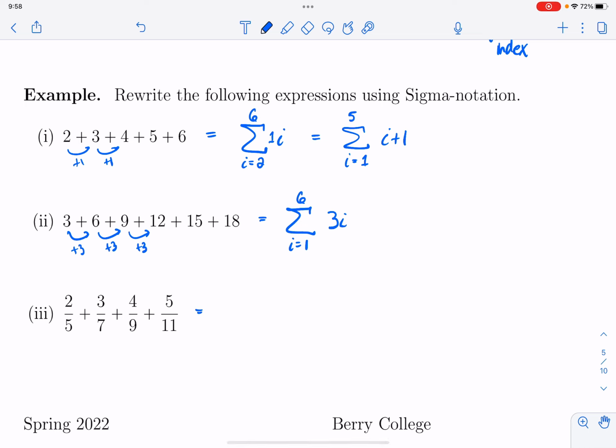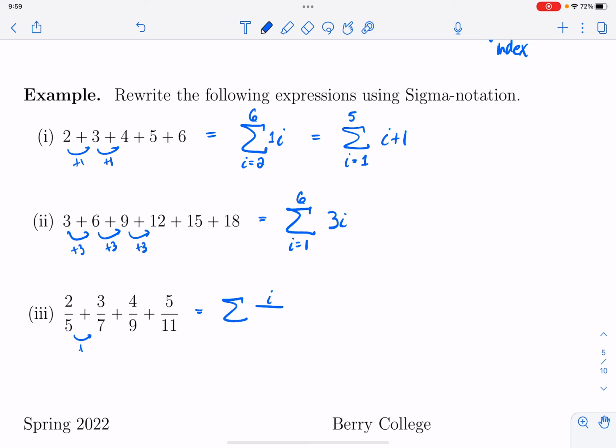What about this one down here? Here I have 2 fifths plus 3 sevenths plus 4 ninths. So the top has a pattern and the bottom has a pattern. The top is a pattern we've already seen. That's just going to be i. The bottom has a different pattern.